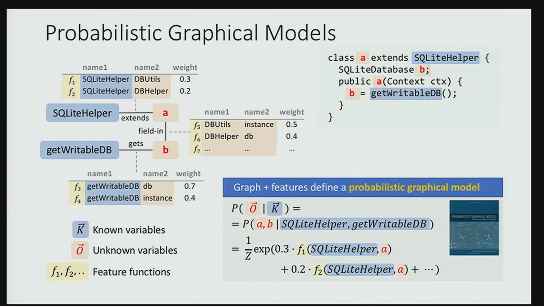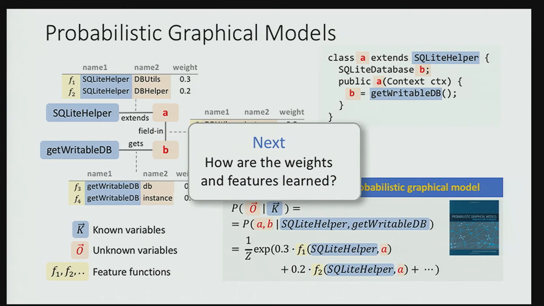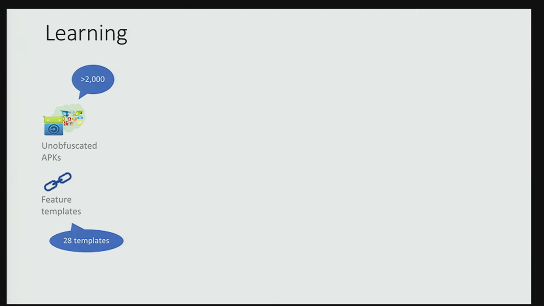All right, if we want to use this model to deobfuscate applications, given an application, we can extract the program elements and the relationships between them, but we also need the feature functions and the weights in order to compute that probability. The feature functions and their weights are computed during the learning phase. Let me show you how this is done.